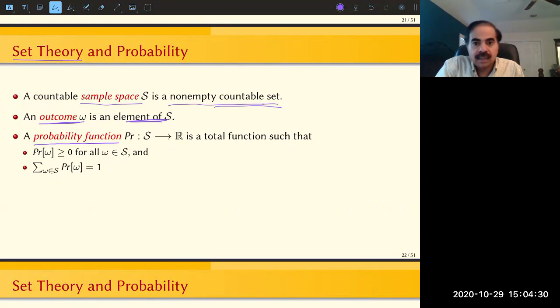And for the function to be called a probability, there are a couple of restrictions. One of them is that the probability has to be greater than or equal to zero for all elements of the set. And in addition, the probabilities have to add up to one.